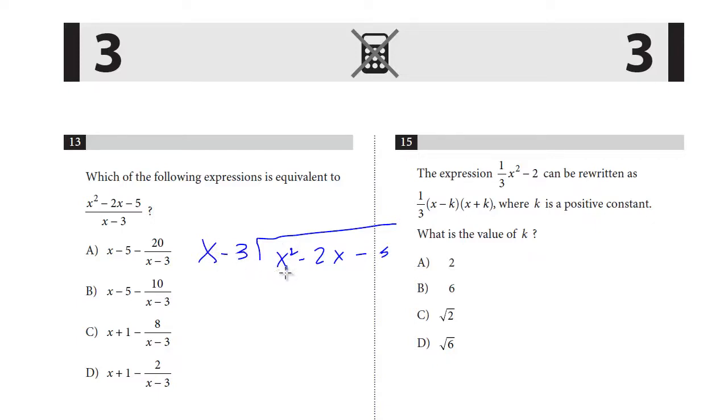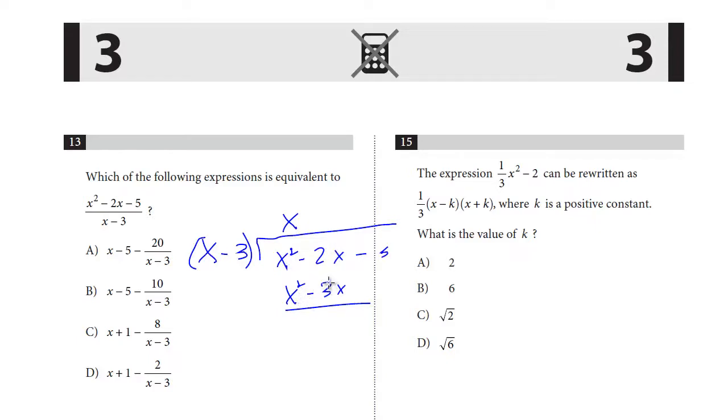The first step when we're using long division is to pay attention to the x's, not the constant. We want to cancel out this x squared, so we know that x times x is x squared. So we have to multiply this whole quantity by x. We get x squared minus 3x. Another concept to keep in mind: when you're using long division, we always subtract. X squared minus x squared is 0. That's what we want. It cancels out.